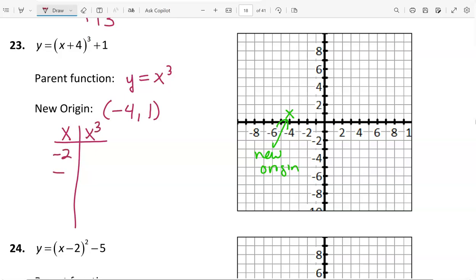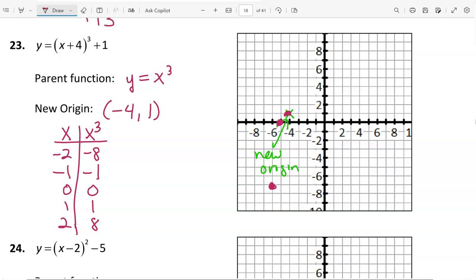When I cube, it's important, if we want to see the shape accurately, that I cube a couple of negatives, 0, and a couple of positives. -2 cubed is -8, -1 cubed is -1, 0 cubed is 0, 1 cubed is 1, 2 cubed is 8. So from the new origin, go 2 to the left and 8 down. From the new origin, go 1 to the left and 1 down.